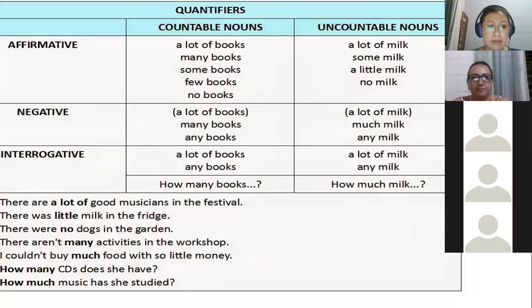Okay, now here we have some examples of sentences. And we say, there are a lot of good musicians in the festival. There was little milk in the fridge. There were no dogs in the garden. There aren't many activities in the workshop. I couldn't buy much food with so little money. Como no pude comprar mucha comida con tan poquito dinero. That's our complaining every payday. Nuestra queja cada día de pago. Yes. How many CDs does she have? How much music has she studied? Okay, so there you have some examples.